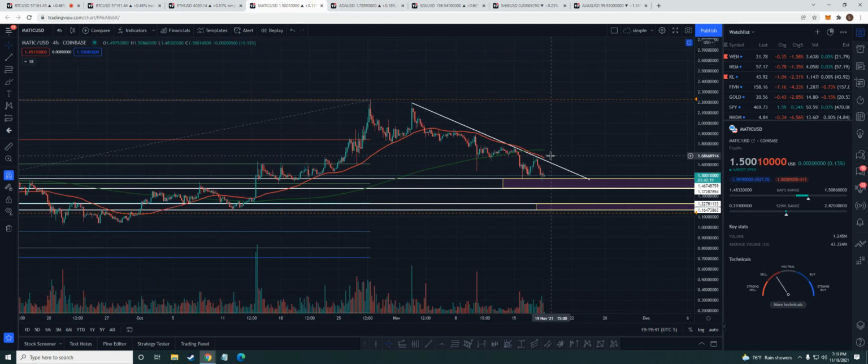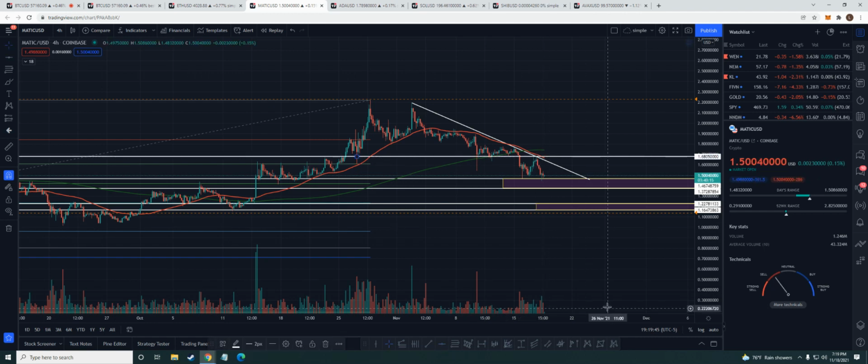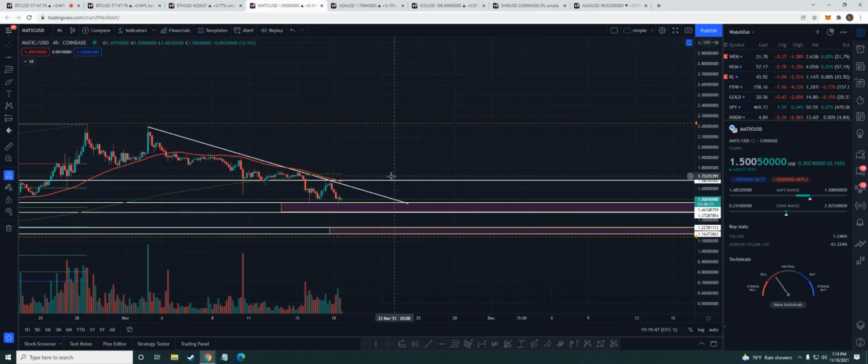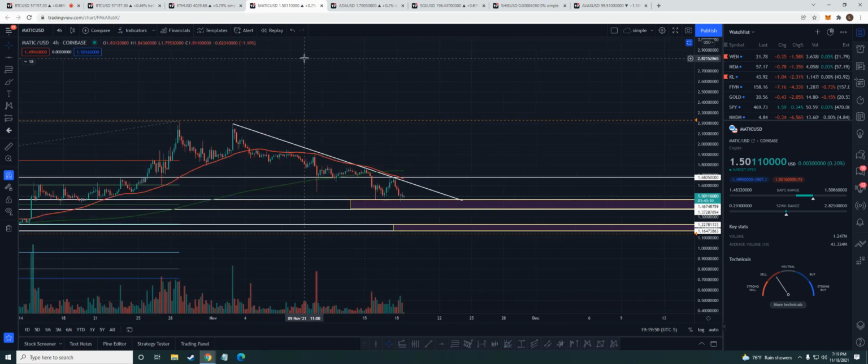So I want to see us break this trend. Let's see if we can break the trend and maybe get above 168, a 4 hour candle closing above there. That's what I'm looking at for Matic.